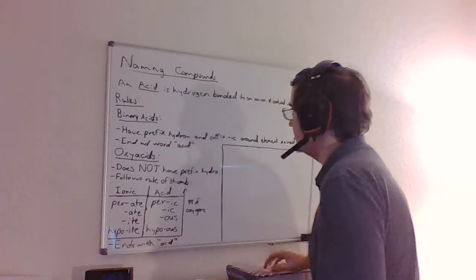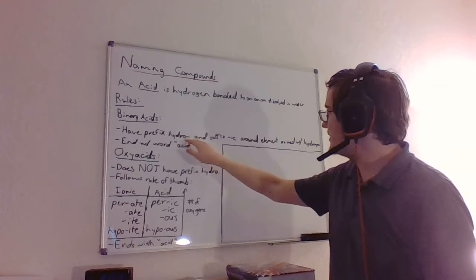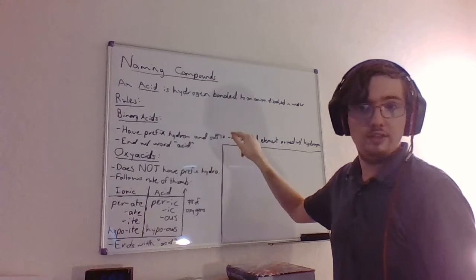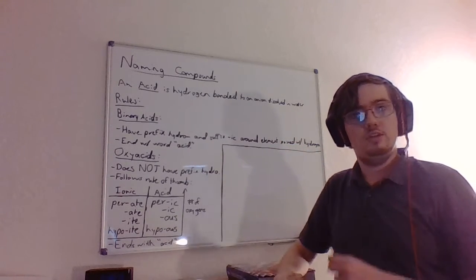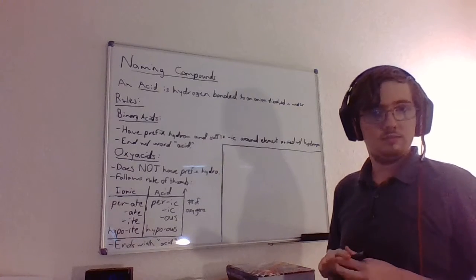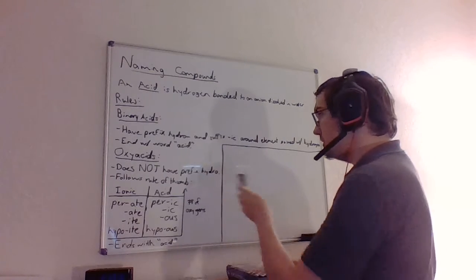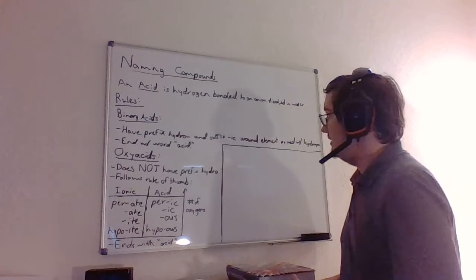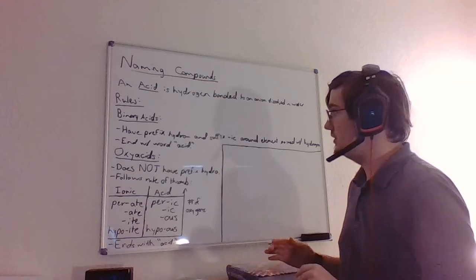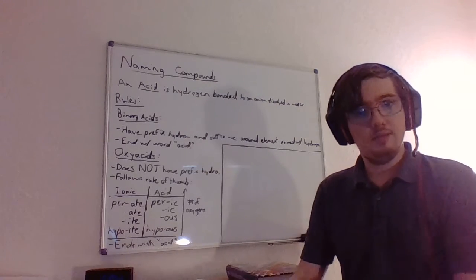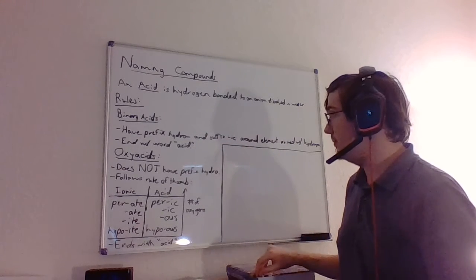Okay, so let's start with the rules for naming binary acids. They're pretty simple. If you're naming a binary acid, you start with the prefix hydro and the suffix ic, and you put the element that's paired with hydrogen in between those two. Then you end with the word acid. Now for oxyacids, it doesn't have the prefix hydro. So that's a big indicator, if you are given a name, of which of these two categories it falls into: whether or not it has the prefix hydro. Keep that in mind.